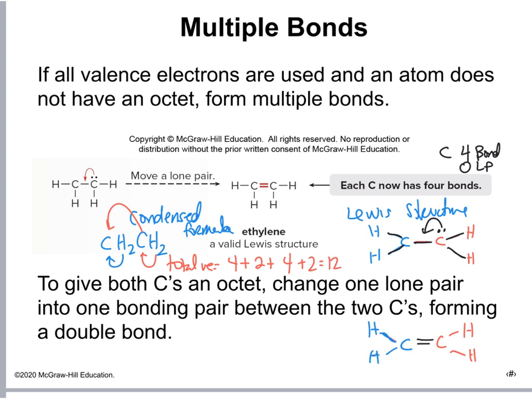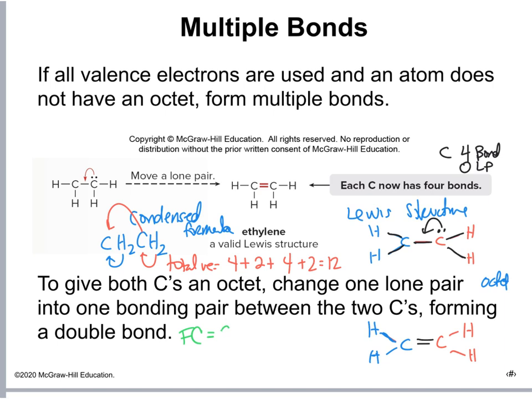Now, when you do that, you have the same number. And then you want to check the octet. Hydrogen has 2. That's good. Each carbon has 1, 2, 3, 4, 5, 6, 7, 8. So that's good. Now, to check the formal charge, you might want to memorize this.